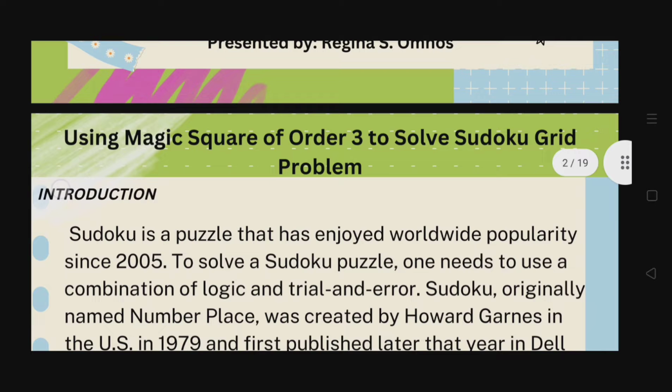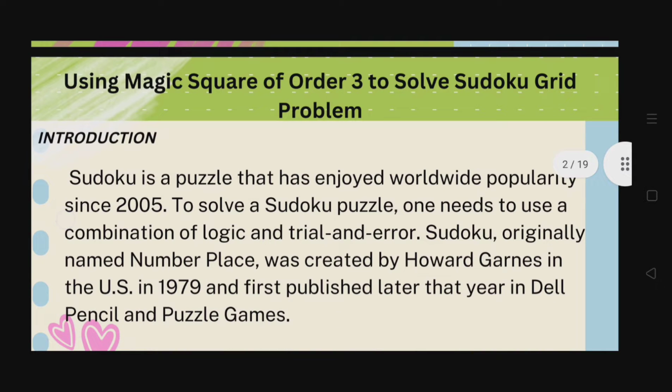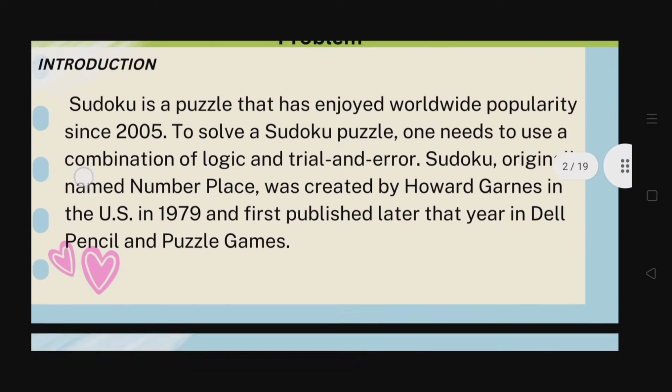Now, for my introduction, Sudoku is a puzzle that has enjoyed worldwide popularity since 2005. To solve a Sudoku puzzle, one needs to use a combination of logic and trial and error. Sudoku, originally named Number Place, was created by Howard Garns in the US in 1979 and first published later that year in Dell Pencil and Puzzle Games.